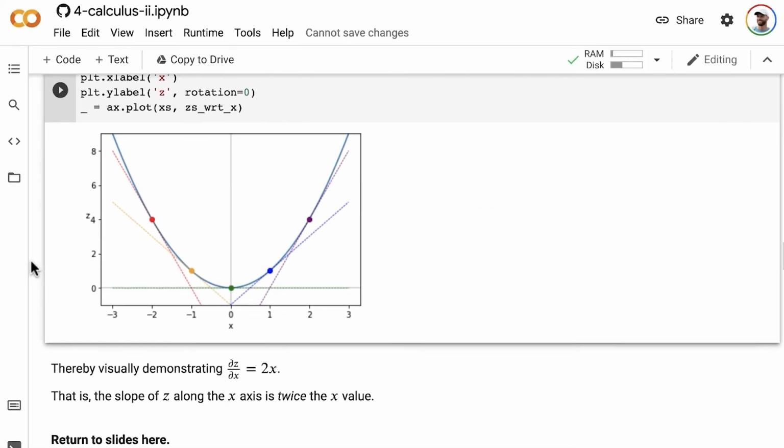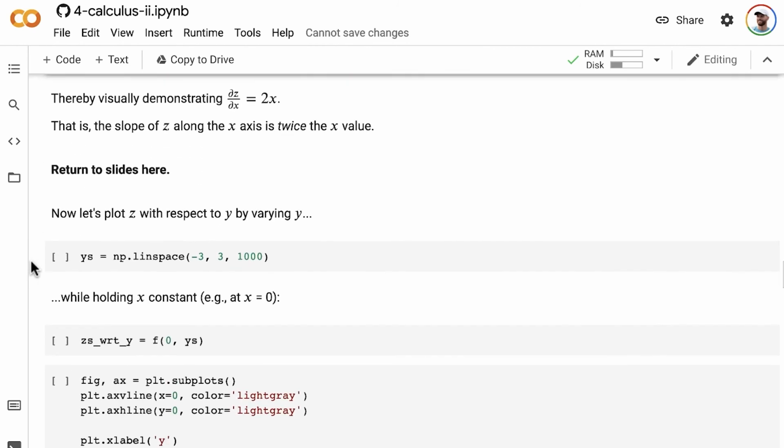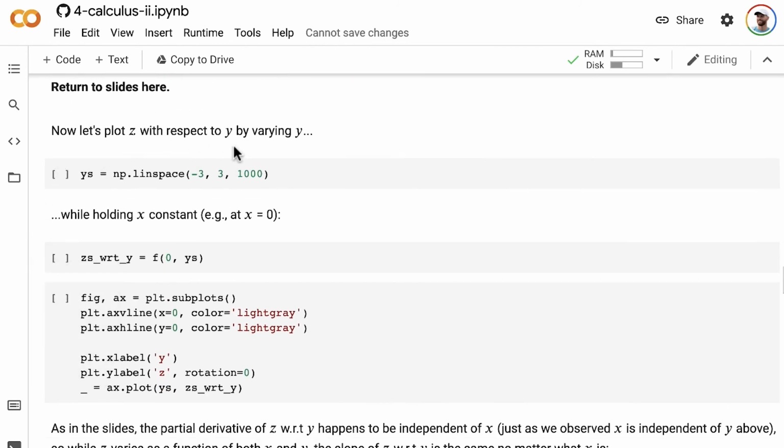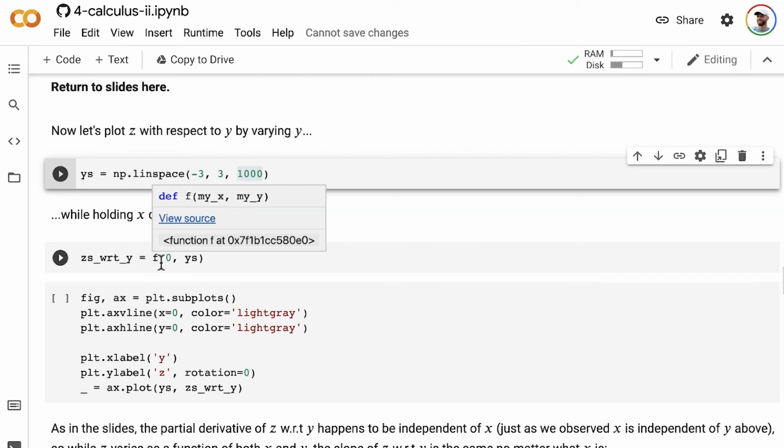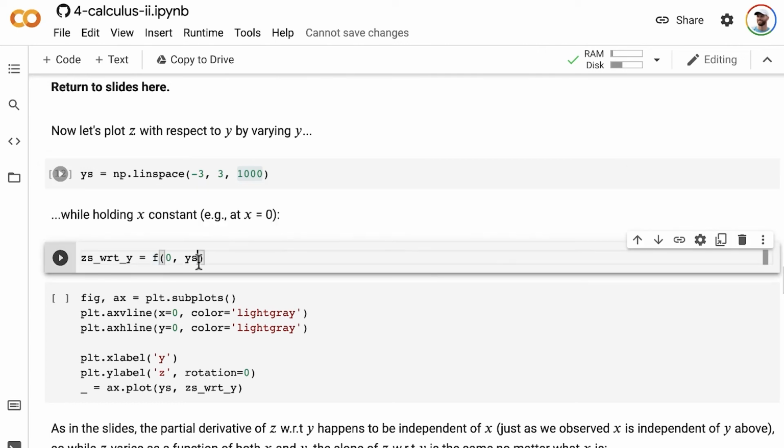Okay, so continuing along in the same notebook, let's now plot z with respect to y by varying the y values. So now we're going to have varying y's. Again, I'm going to have 1,000 y values in a vector ranging from -3 to +3. And this time we are holding x constant. So let's hold x fixed at, say, 0. When we pass it into our function f, x squared minus y squared. So now our y values are varying.